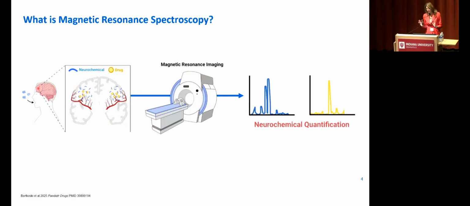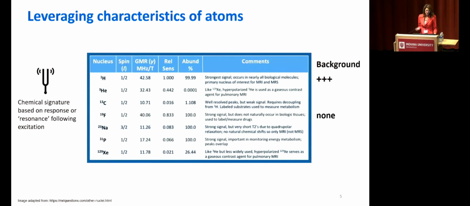So taking even a step farther back from 19F MRS, what's MRS? MRS is magnetic resonance spectroscopy. It's an imaging method that helps us detect and quantify chemicals within a particular physical compartment. To a patient, it looks like they're getting an MRI, but we're able to gather data that helps us quantify a particular compound or compounds that we've kind of dialed into. And it really leverages the characteristics of particular atoms within a molecule to detect and quantify.